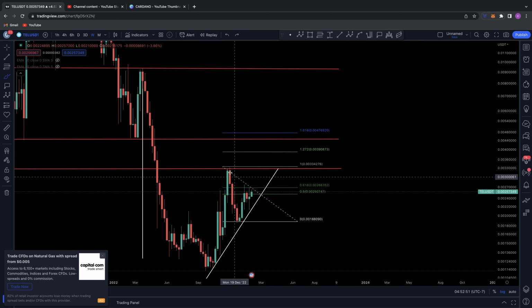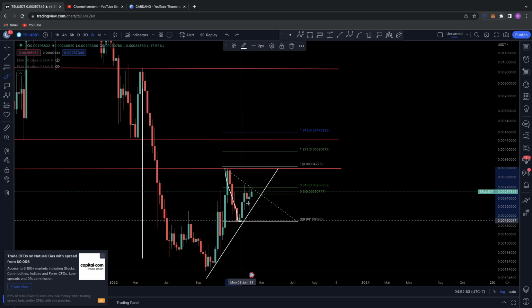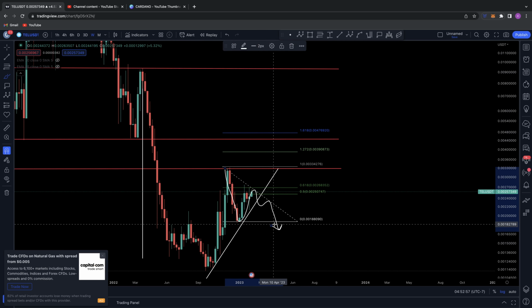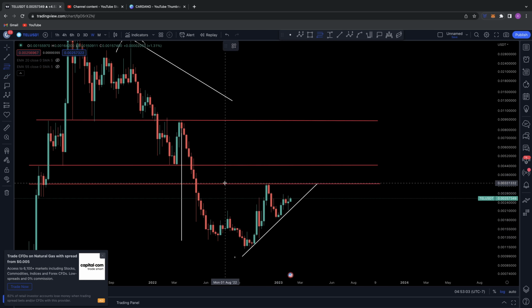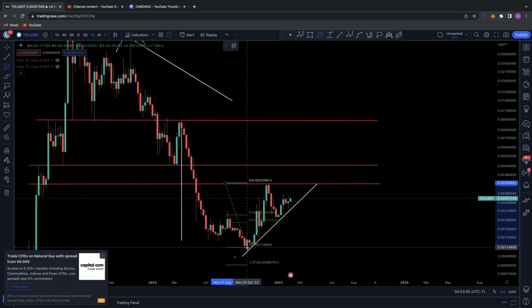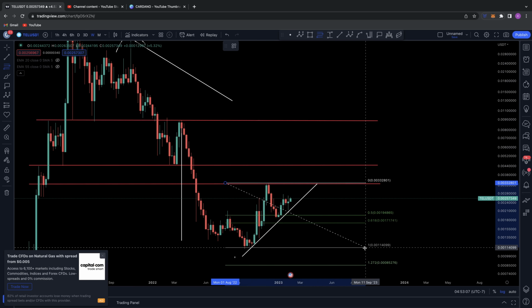Otherwise, as I said, if you do meet this as resistance, you've potentially got an A, this is your B, and then you've got a C wave that could be coming down here. So let's look to see where that C wave potentially could be. If we do have that, what we're doing is we're retracing from this local high right back down to the October lows for Telcoin here.